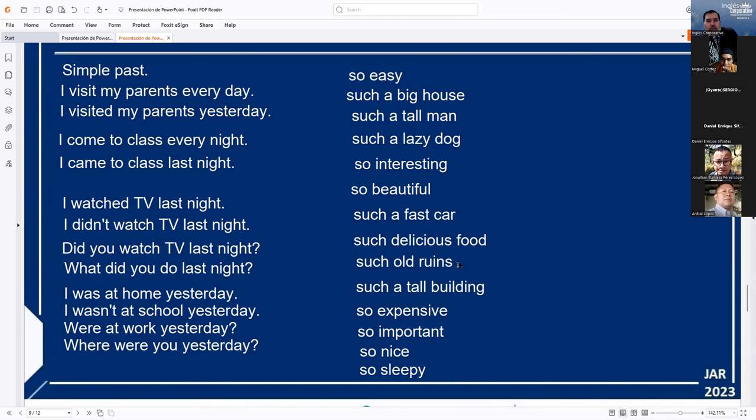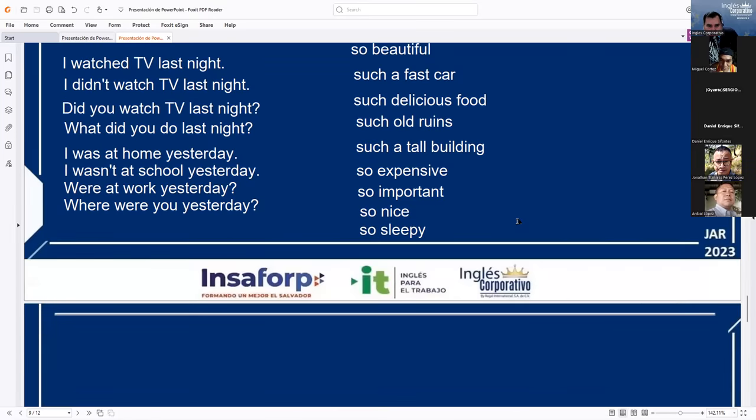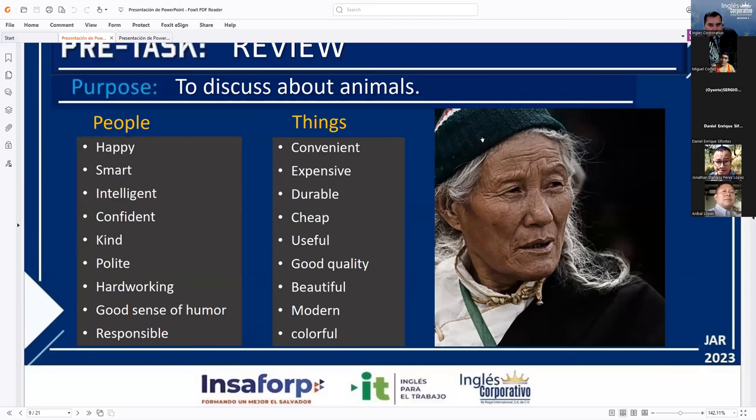Food is uncountable, so we don't use a, we only say such delicious food. Ruins is plural, so we don't use a. We only say such old ruins. Such a tall building, okay? Because we have the noun and the adjective. When we have the combination of adjective and noun, we use such. When we have only the adjective, we use so. So tall, so easy, such an easy exam, such an important program, so important, so pretty, such a pretty girl. Okay, that's the way we use this. Now let's go to the presentation.